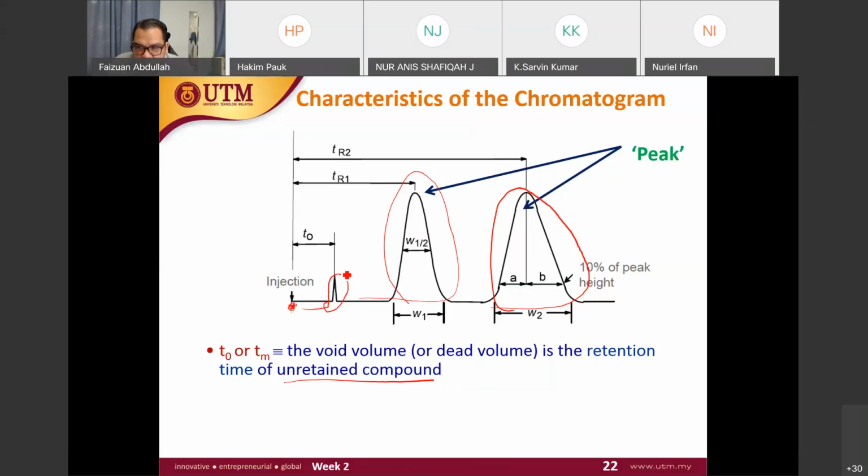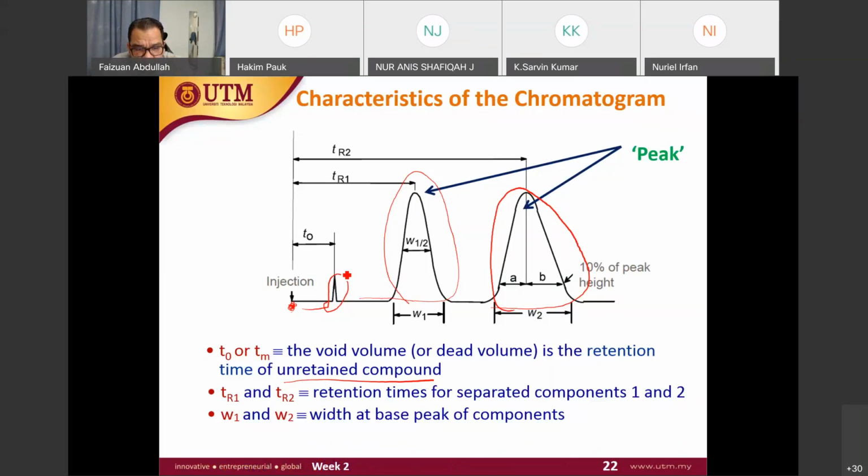In the solution, we have the unretained compound that does not interact with the stationary phase at all. It will be eluted out first, with a small peak, at the beginning of the analysis. And then the peaks from the compounds that we need to analyze will come out. Thank you, Hakim.